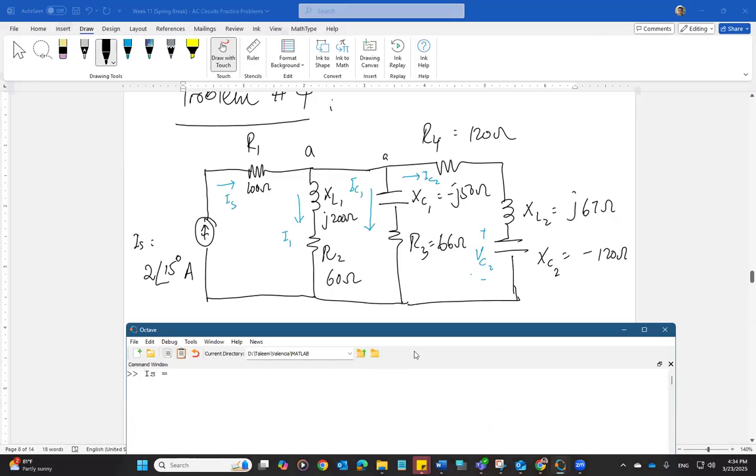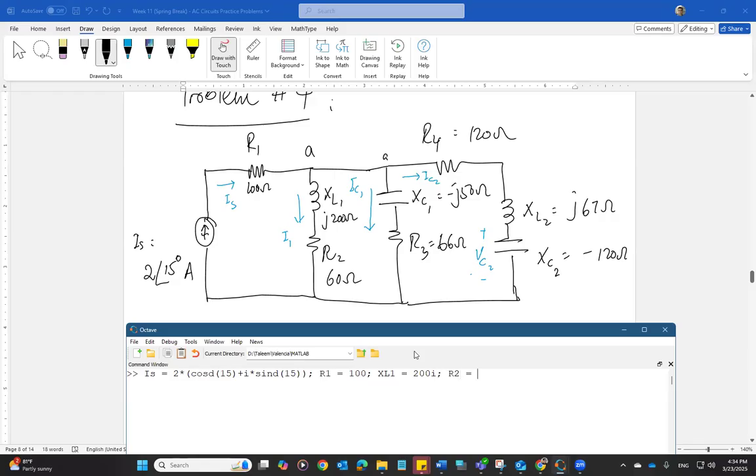My IS is 2 times cosine of 15 plus j times sine of 15.7 times sine of 15, and my R1 is 100 ohms. We're really not using R1 anyway. My XL1 is 200j.